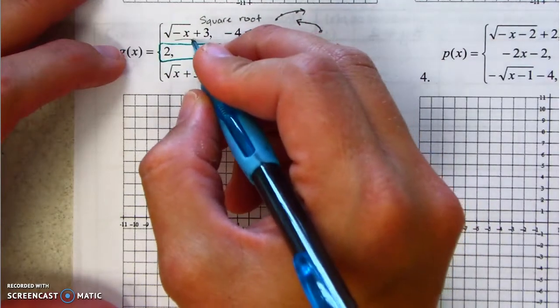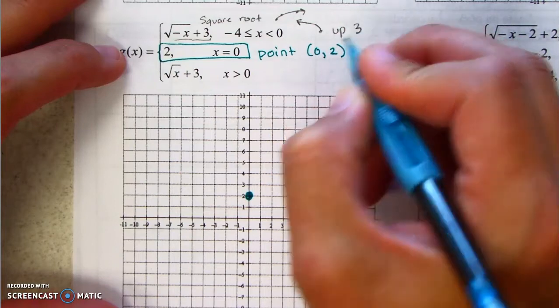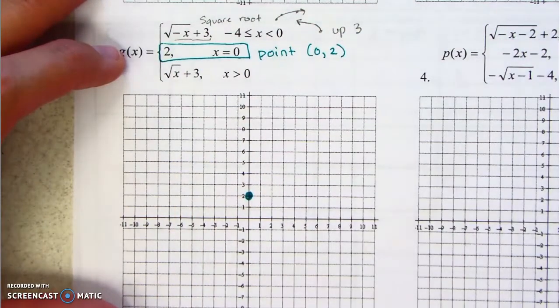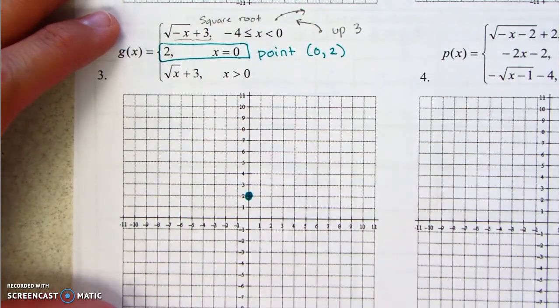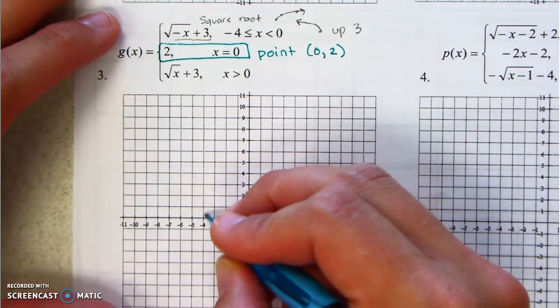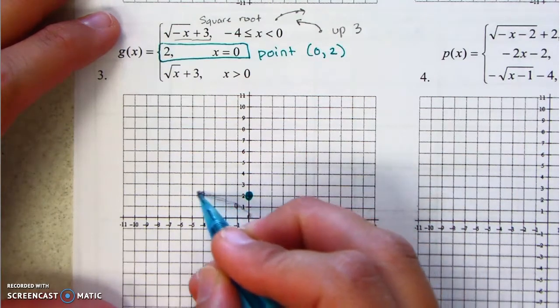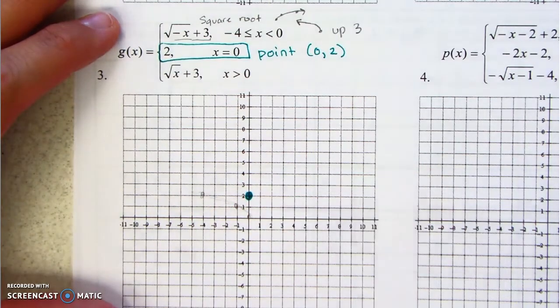And then because of the +3, it's going to be moved up 3, because that +3 is outside of the square root. So let's think about this. Really lightly, here's my flip. Do you guys see that? It's almost like I'm pretending, like it's in my head.